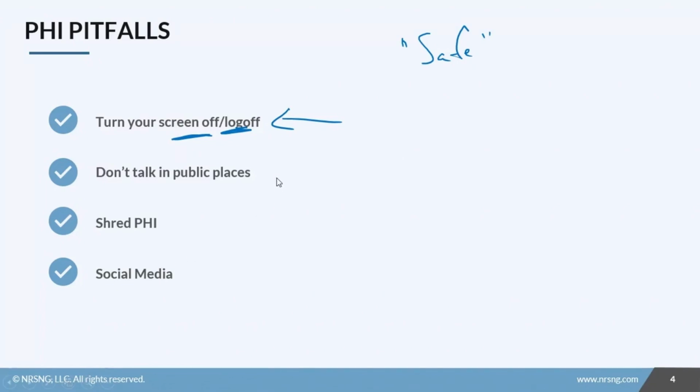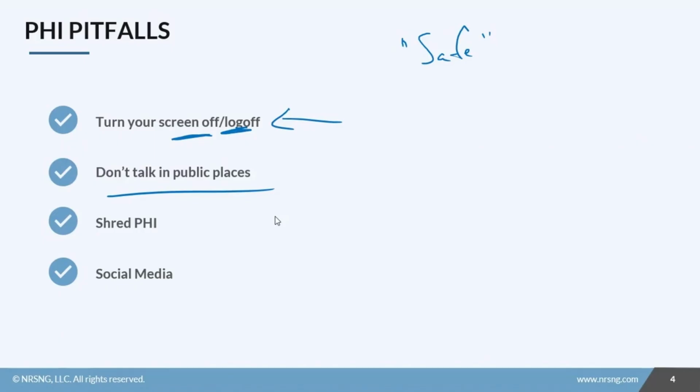Another point is that you don't want to talk in public places about your patient and their information. You have no idea who's within earshot. Elevators are a common place that this happens. You get off the elevator, that family member happens to be there, just don't do it. You want to make sure that when you are discussing information, you do it in a private area away from unsuspecting people.